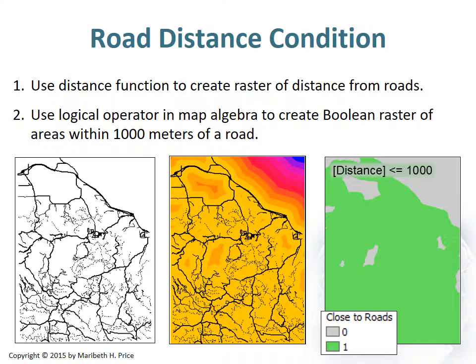For the road distance condition, we have a vector data set of road locations in space. And so we're going to use that first to create a distance grid. Then we use the Boolean operator, the logical operator, in the raster calculator to select cells that are within 1,000 meters of a road. So we've got on the left there our vector data set, in the center the distance raster data set, and then on the right our Boolean output, 1 being green, 0 being gray, true and false.